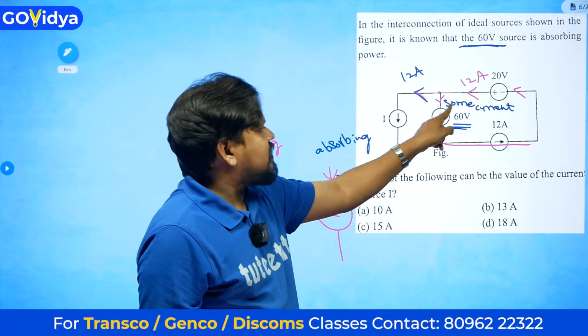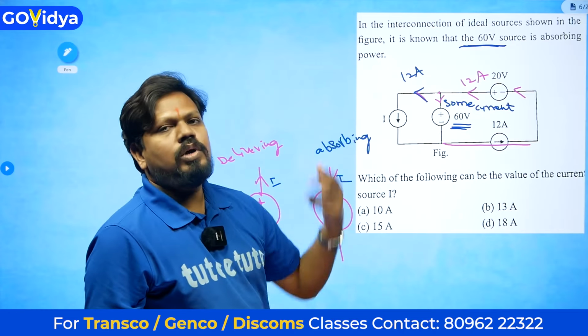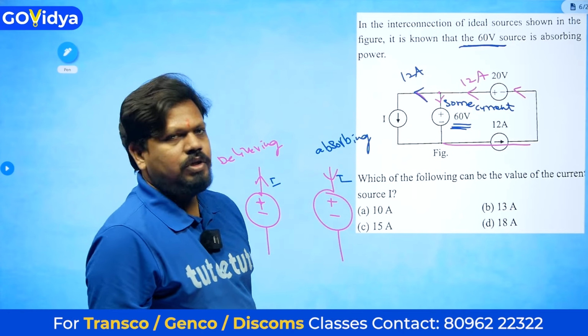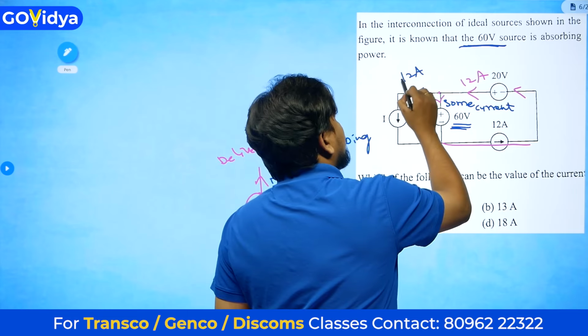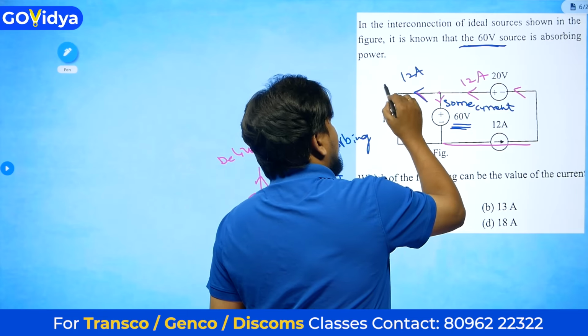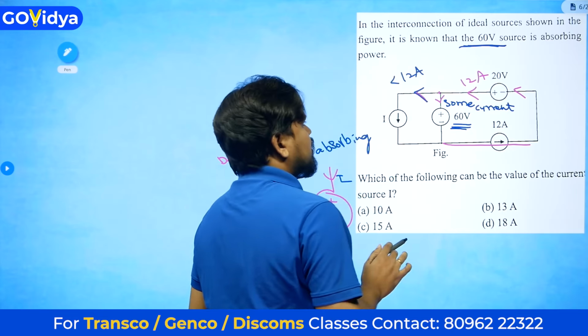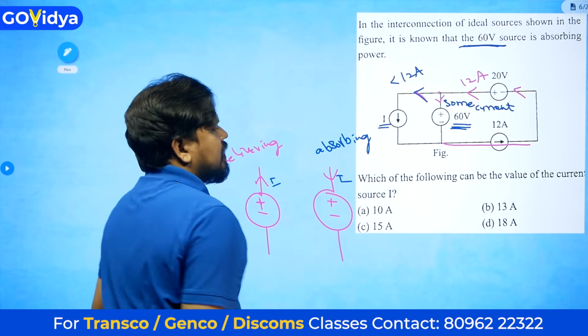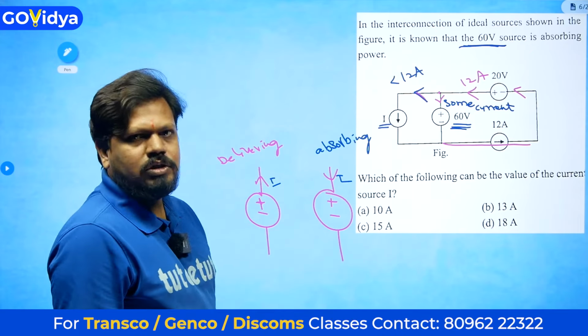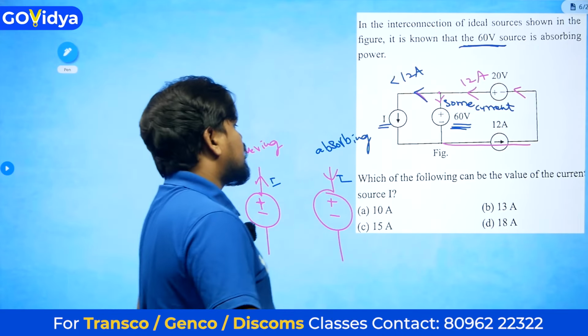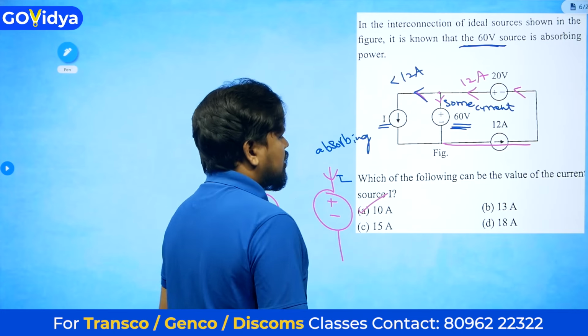Because whenever some current is going like this, it must be at least 11.9 amperes or something. So definitely it will be less than 12 amperes. So the I current is less than 12 amperes. So just check the options, that's it. This is one of the previous year questions. They have asked it in the GATE examination.